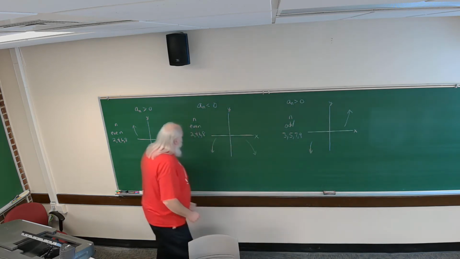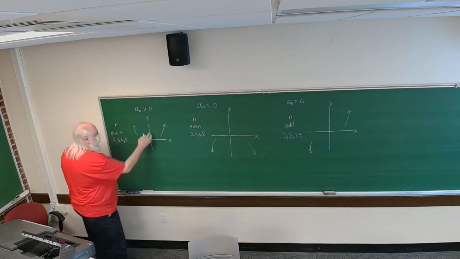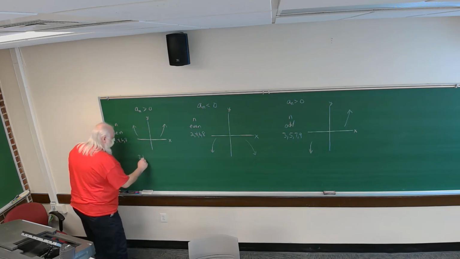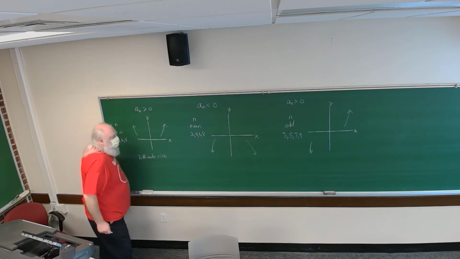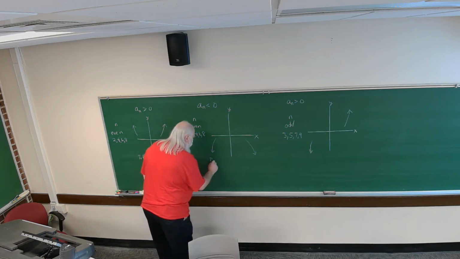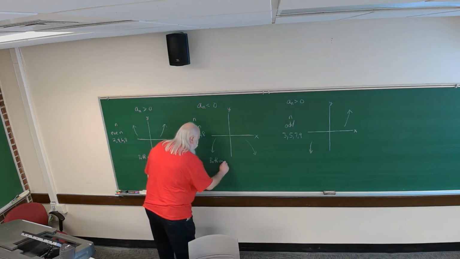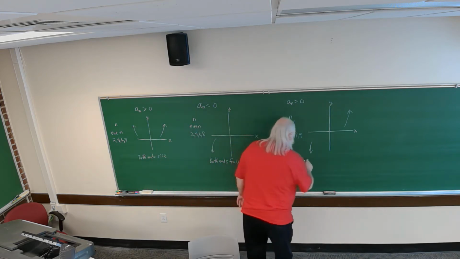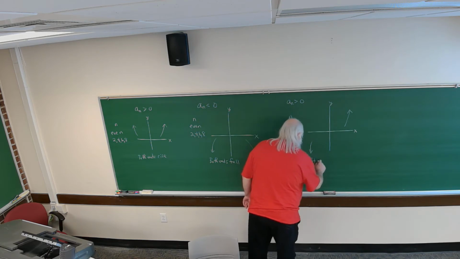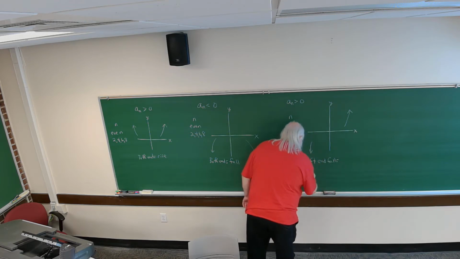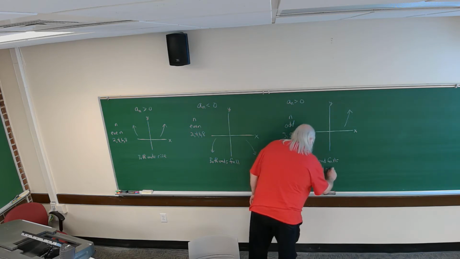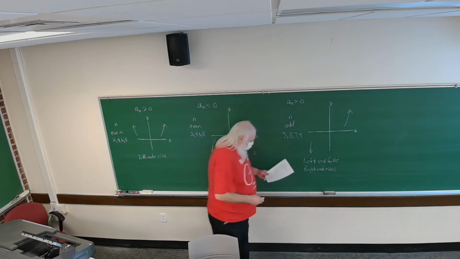Okay. So over here, adding words, in this case over here, right, we could write both ends rise. In this case here, you could write both ends fall. And then in this case here, left end falls, right end rises. Okay?